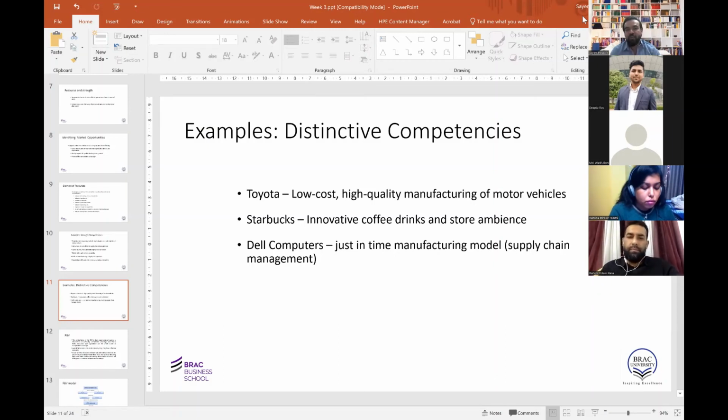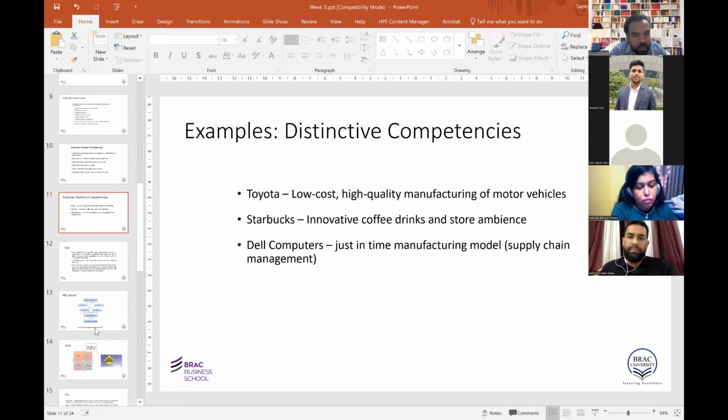Starbucks, innovative coffee drinks and store ambience. So Starbucks is probably not the best coffee, but obviously the store ambience, the brand, everything, that becomes their competence. Dell computers. When it comes to the B2B market, Dell is probably one of the most popular brands. So that's another example. I'm going to slightly skip ahead, there's one thing called the resource-based view. I'll probably bring that up later.